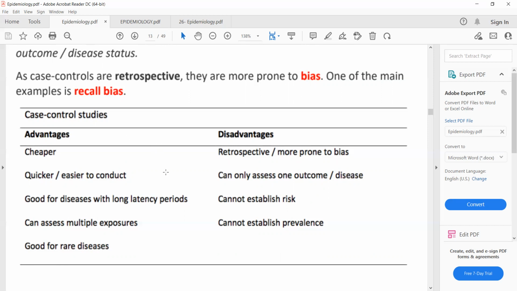Now, what are the disadvantages? The disadvantage is that it is retrospective and more prone to bias. That is the recall bias.